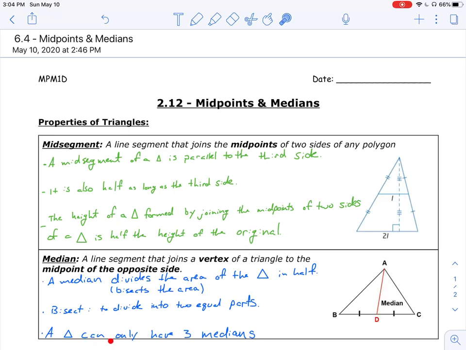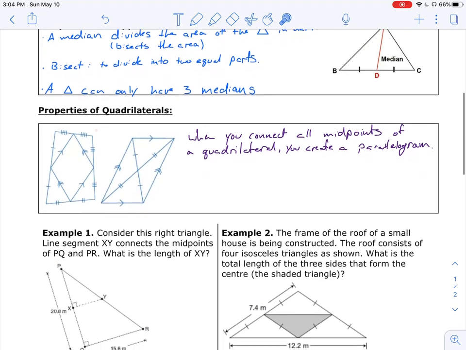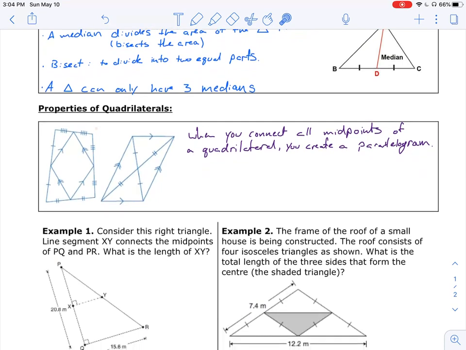And a triangle can only have 3 medians. So there's one, this would be another from the other vertex, and that would be the other from the third vertex.